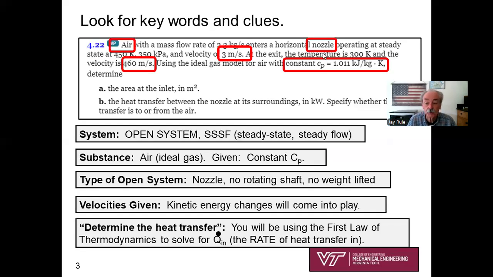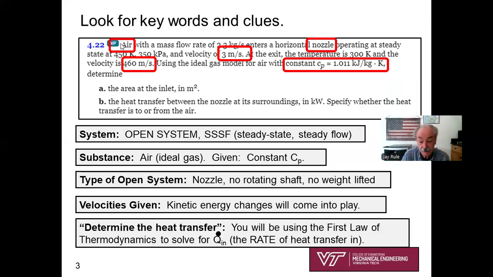First thing let's do is reread the problem and look for key words and clues to solving the problem numerically. Air, that's going to be an ideal gas. Let's jump down here where we saw constant specific heat, constant Cp. So that's going to be a simplification for modeling our air as an ideal gas. Also, keyword nozzle. Nozzle, that's a special type of equipment. And so now I hope that you're seeing with your eyes what a nozzle looks like. You're going to be able to tell some simplifications of modeling that nozzle.